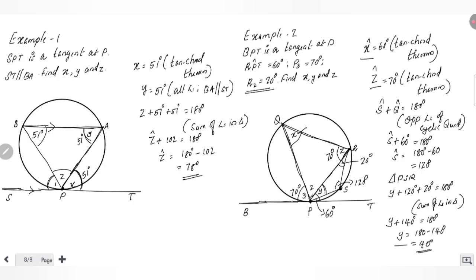Z also we got, and X. So this is how we are doing questions based on the tan-chord theorem. Please keep this idea in your mind: when you do a question where a tangent is there, definitely use tan-chord. Maybe in the next video we'll be doing more questions, because the main theorems of grade 11 we are done.